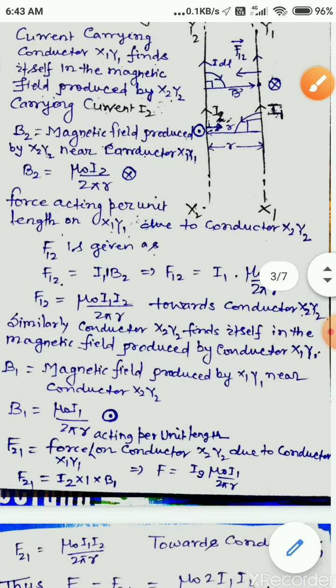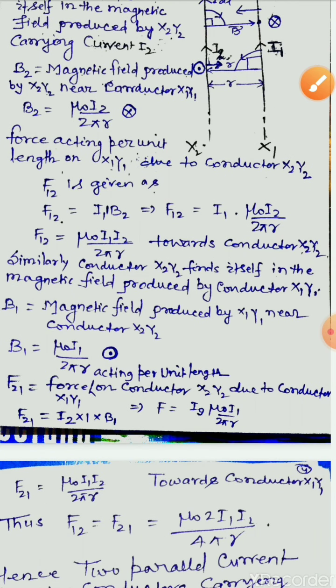Now the force acting per unit length on conductor X2 Y2 due to the magnetic field produced by conductor X1 Y1. So this force F21 is equal to I2, the current flowing in the conductor, I L B sine theta, so L is 1 meter. It finds itself in the magnetic field B1 and the length of the conductor is 1 meter. Substituting the values, you will get F is equal to mu naught I1 I2 by 2 pi r. And using Fleming's left hand rule, its direction is along X1 Y1.